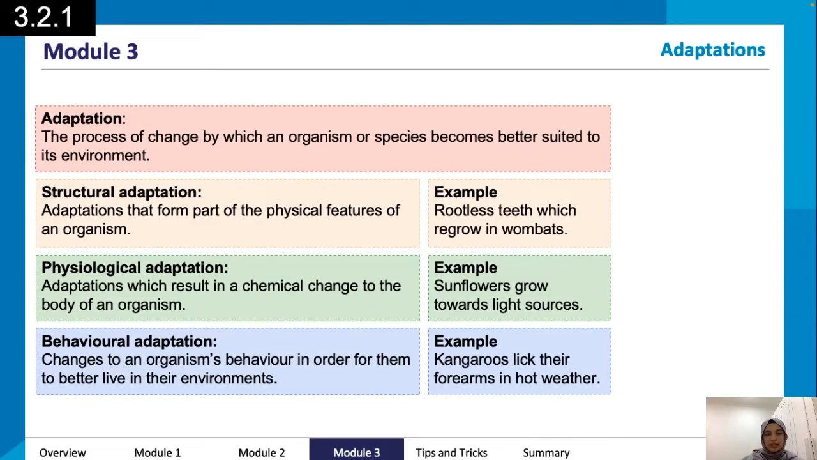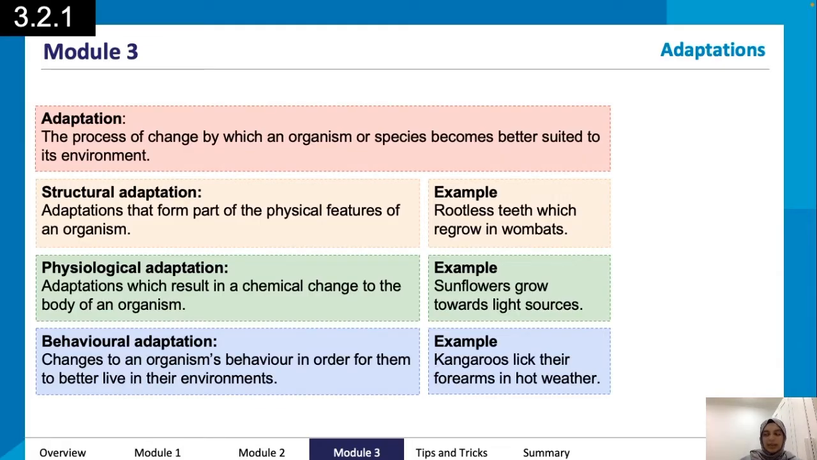Structural adaptations are adaptations that form part of the physical features of an organism. So, physically, there's been a change. For example, rootless teeth which regrow in wombats. Physiological adaptations are adaptations which result in a chemical change rather than a physical change to the body of an organism. So, sunflowers grow towards light sources. That's an example of a physiological adaptation.